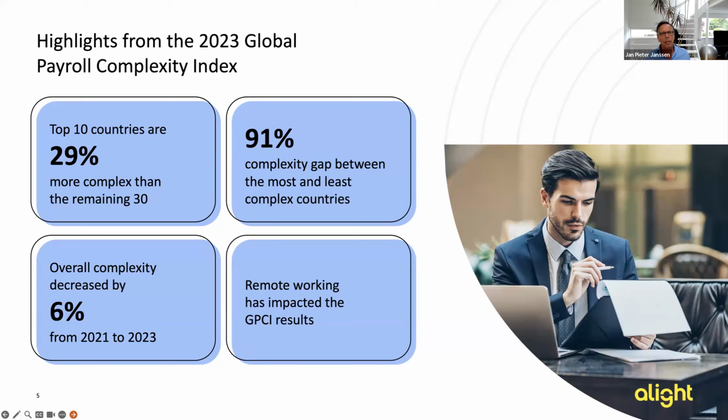So if you think about what that means from an organization perspective, you could say, yes, there is a reduction in complexity. However, the gap between the most complex and least complex is as big as it has been, or even potentially bigger. And I think the top 10 countries driving that level of complexity are going to be an interesting challenge for all of us in this industry.